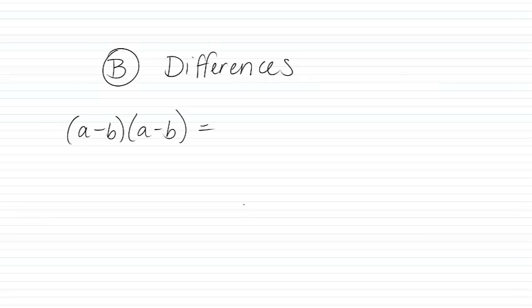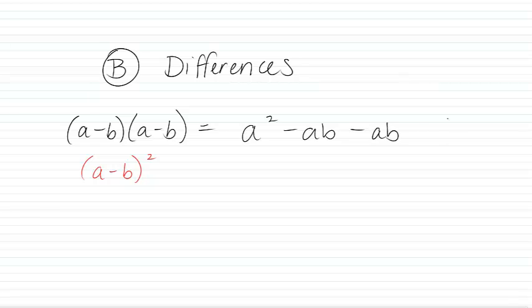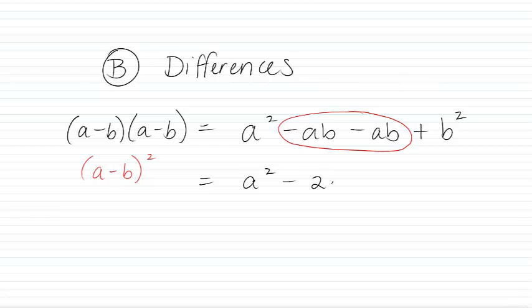The last special product is the perfect square trinomial for differences. If you notice in this example now, it's a minus b times a minus b. So again, this could be written as a minus b squared. When we FOIL it, we get a squared minus ab plus b squared. Again, my two middle terms are alike, so I can combine them. And I get a squared minus 2ab plus b squared.